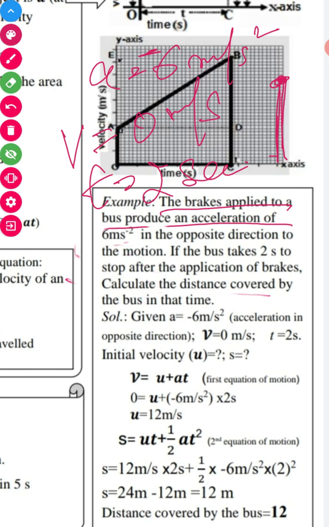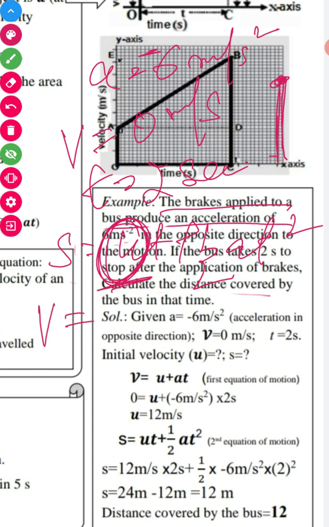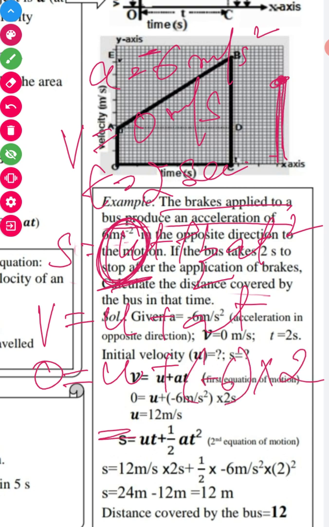Students, for that we have to find out S. S is equal to ut plus half at square. But in this case we don't have u. So first of all we have to find out the value of u. For that we know that we have the equation v equals u plus at. V is 0, u we have to find, a is minus 6 into 2, that is minus 12 meter per second. So u is equal to minus 12 meter per second.